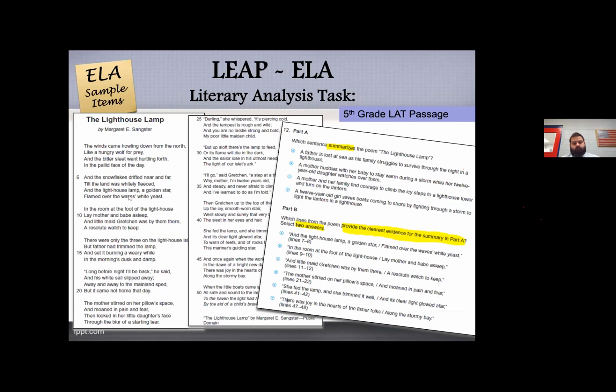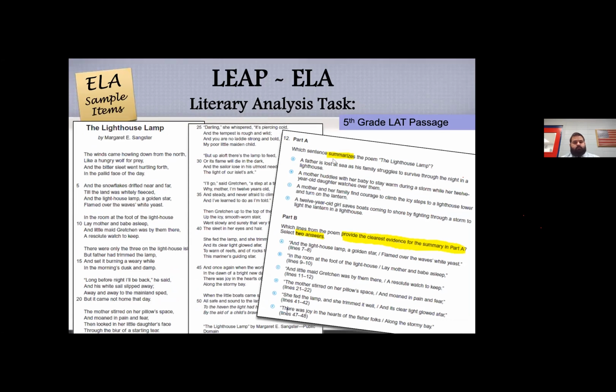This is an example of a fifth grade literary analysis task passage. Again, it's a part A, part B.